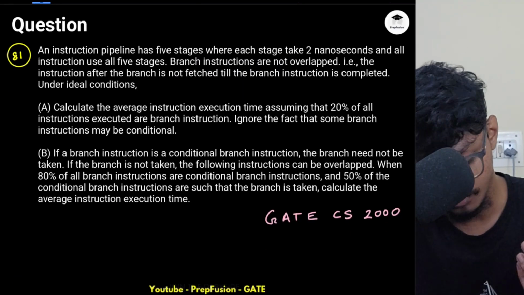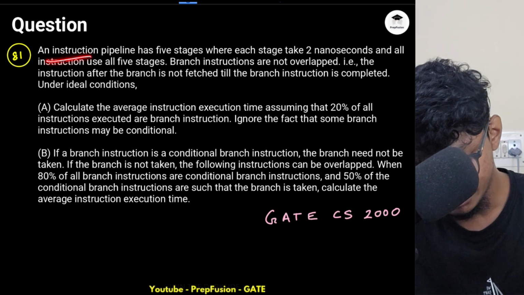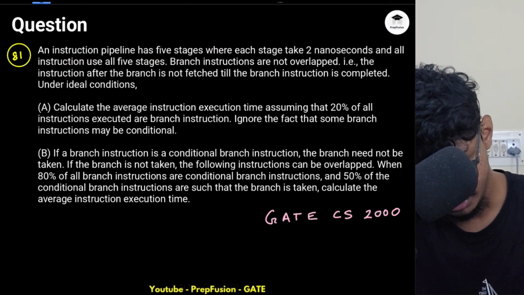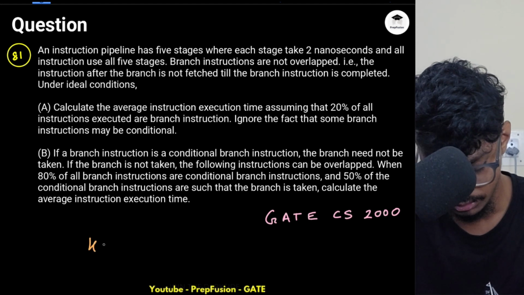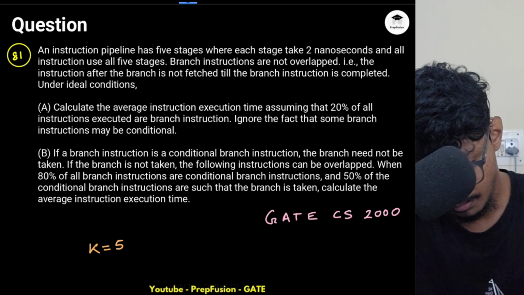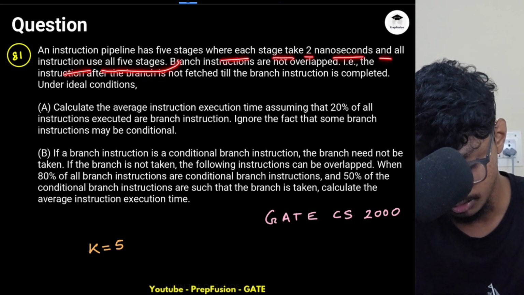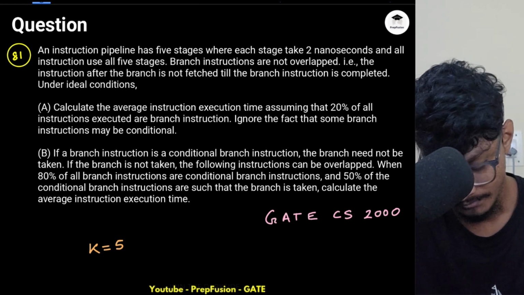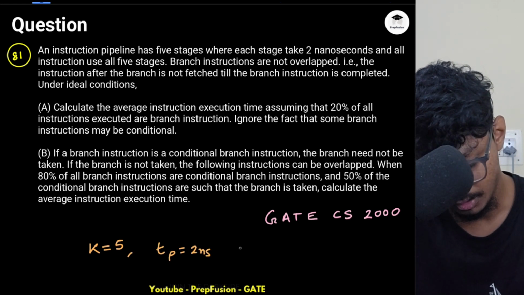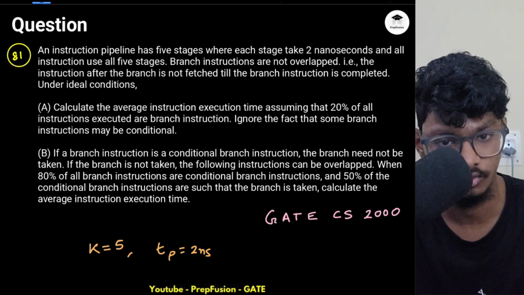Let's do a few questions from this. This is a GATE 2000 question, which is a very, very lengthy question. An instruction pipeline has 5 stages, so K equals 5, where each stage takes 2 nanoseconds and all instructions use all 5 stages. So Tp is basically 2 nanoseconds, and all instructions always use all 5 stages.